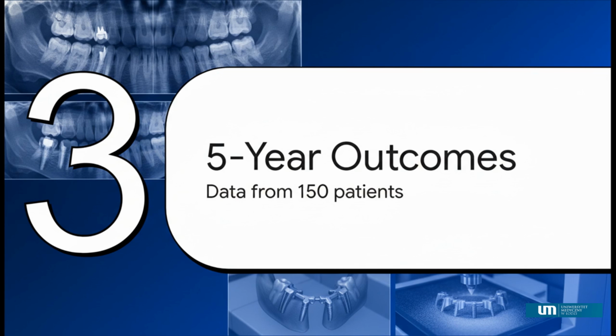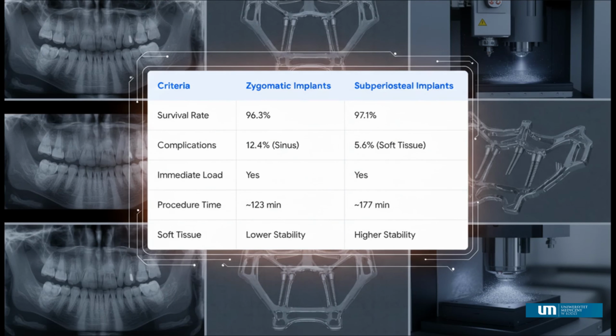All right, let's get into the core findings of the 5-year retrospective study. This is where we'll look at the data from 150 patients to compare the clinical performance of these 2 different approaches. So this table gives us a great high-level summary of the key comparative metrics from the research. You'll notice both approaches allow for immediate loading and have very high survival rates, but they differ quite a bit in their complication profiles, how long the procedures take, and their long-term soft tissue stability.